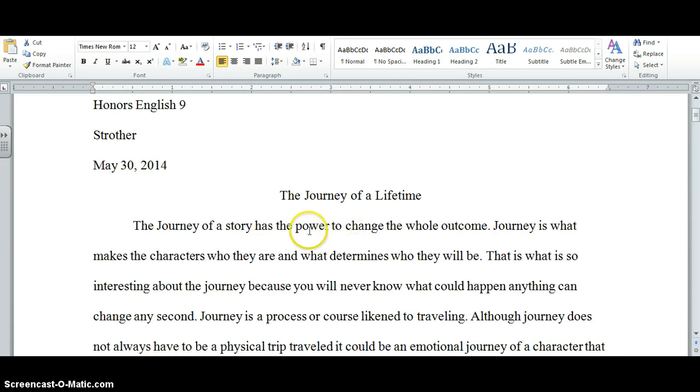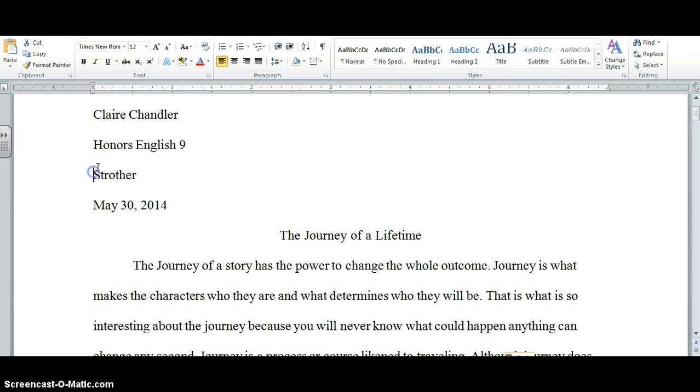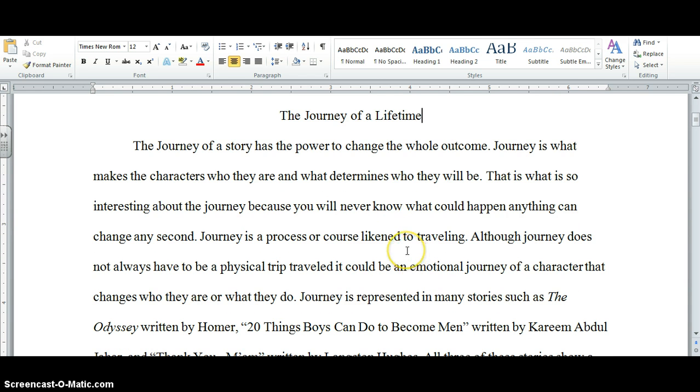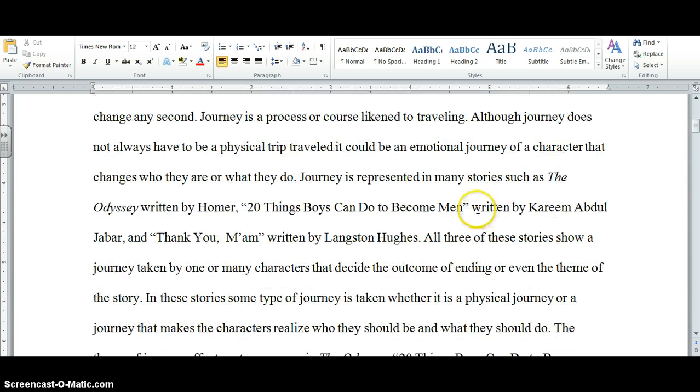I see you have definitely done your MLA formatting correctly, except for I missed Strahler. The journey of a lifetime is really interesting. I hope that you're talking about the journey of a lifetime for every single character, because that's amazing. Make sure you are not capitalizing things like that. Let's see. I see correctly italicized. That's great. Correctly putting quotation marks, and here too.